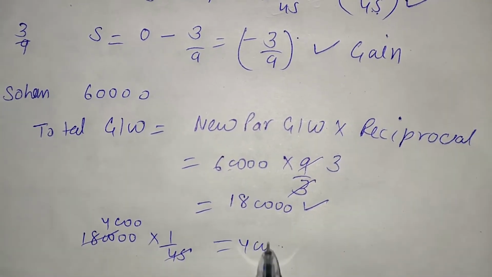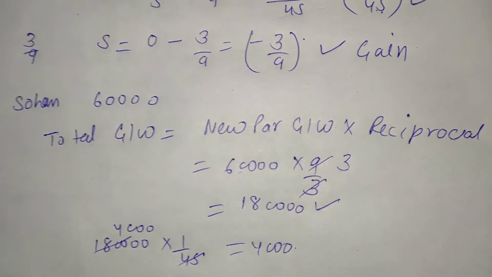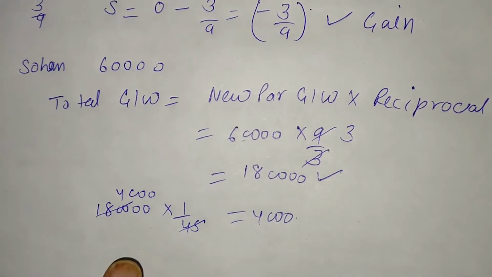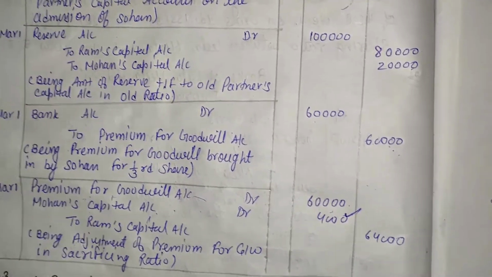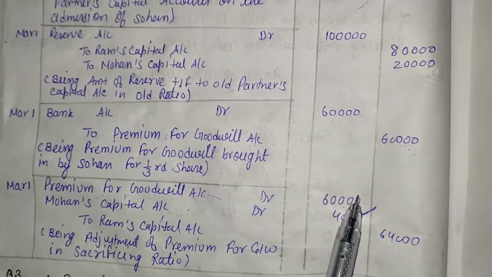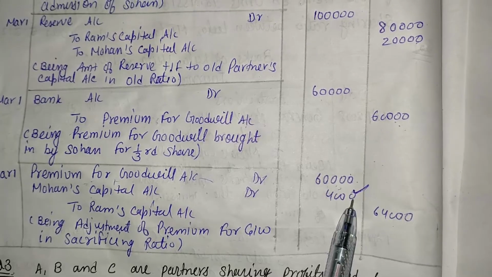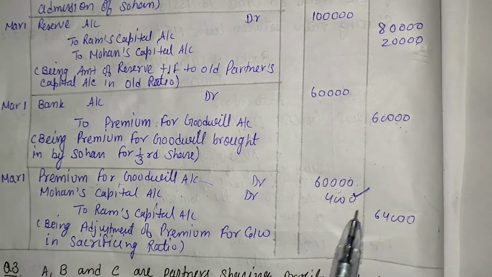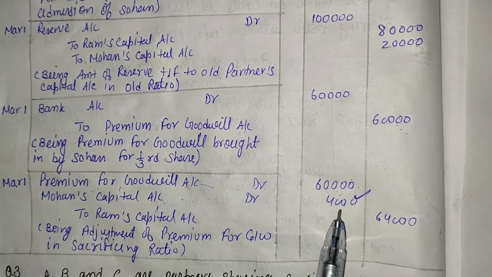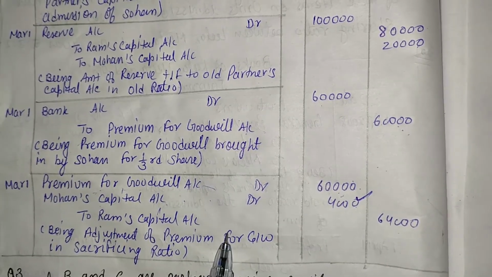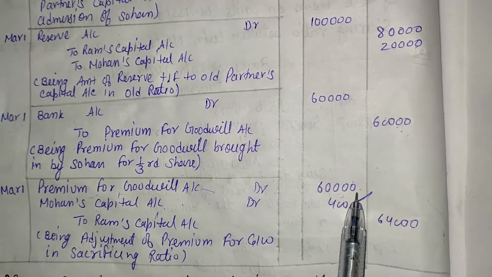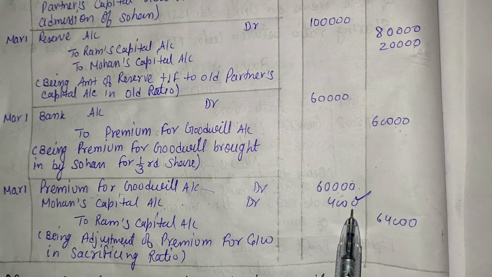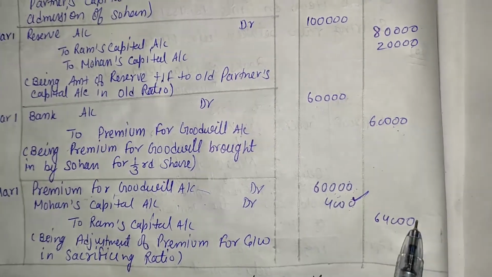That is 4,000. It means when the new partner Sohan comes into the business, at that time Mohan is also earning a gain of rupees 4,000, and here it is 4,000. So in that case, premium for goodwill account debit, that is 60,000. Mohan's capital account by rupees 4,000, because Mohan is also a gaining partner and a gaining partner is always debited. And Ram's capital account, because Ram is a sacrificing partner and Ram is taking 60,000 as goodwill and 4,000 from Mohan. Total of this is 64,000.